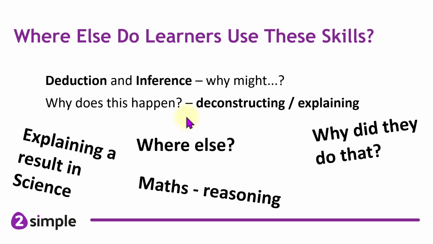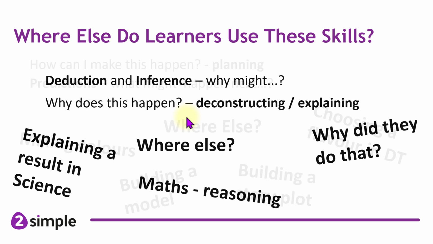Well, deduction and inference. Why does this happen? Deconstructing and explaining things. This can happen in science when we're having to explain a science result. In PSHE or history, we might ask the question, why did they do that? And children have got to sort of go back a step and try and work out what happened before to make that happen.